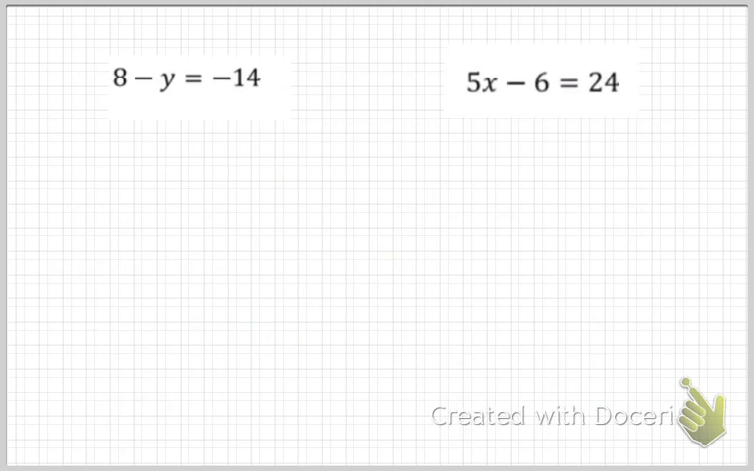Next one, 8 minus y is equal to negative 14. So what I'm going to do here is put a 1 here so it can help me for the solving part. Always put a 1 where you can put it, where it's allowed to put it. Bring down the equal sign. So here's my variable right there. I need to isolate it, which means we need to move this 8 out of the way.